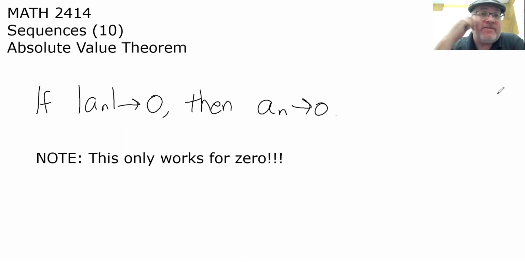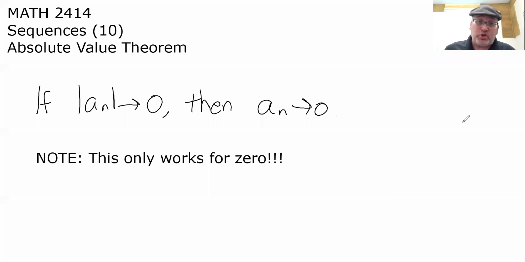It's a theorem that says that if the absolute value of the sequence's terms approaches zero, then the original sequence's terms must also approach zero. And it's important to point out that this only works for the number zero. It does not work for any other number. And the main reason it works for zero only is that zero is the only number whose positive is equal to its negative. In other words, zero is the only number equal to its opposite.